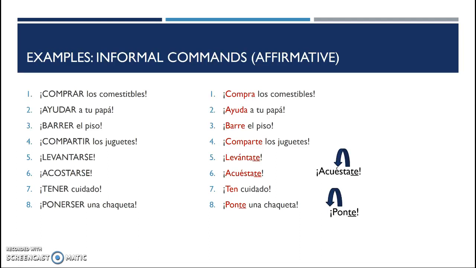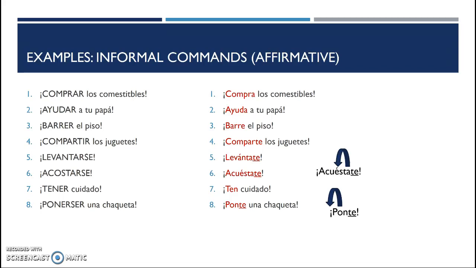Acostarse functions the same way. Se becomes te and attaches to the end. But acostar is a stem changer, and stem changers happen in the he-she form. So acuesta is the correct he-she conjugation in the present. I add the te, acuéstate, and I add an accent on the vowel prior to the AR, which in this case is part of the stem change, the E, acuéstate.